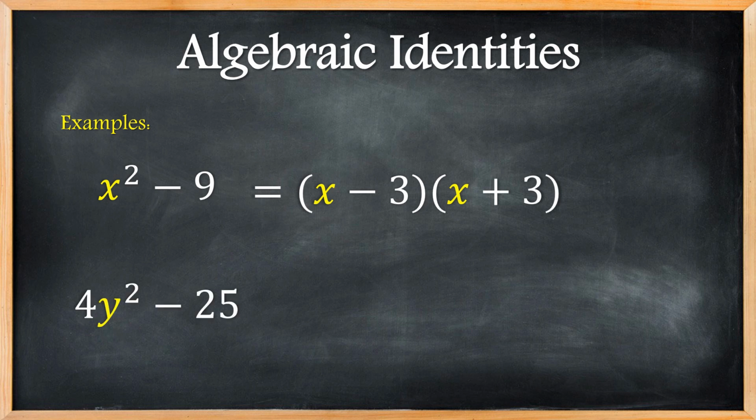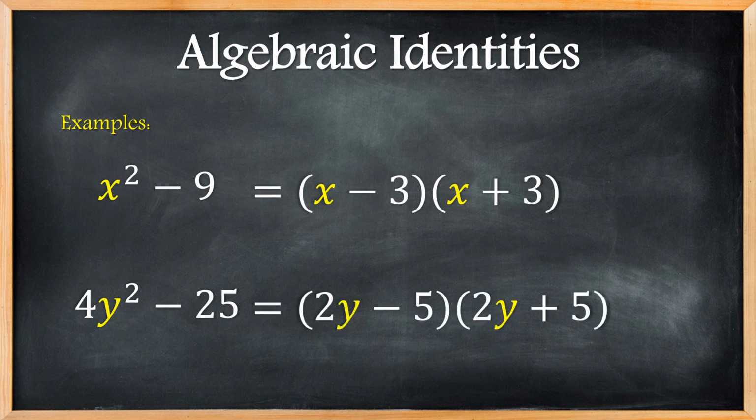Now, we take the expression 4y squared minus 25. Again, we recognize it as a difference of squares. 4y squared is the square of 2y. 25 is the square of 5. Using the identity, we factor it as 2y minus 5 times 2y plus 5. This method is useful in simplifying and solving algebraic expressions efficiently.